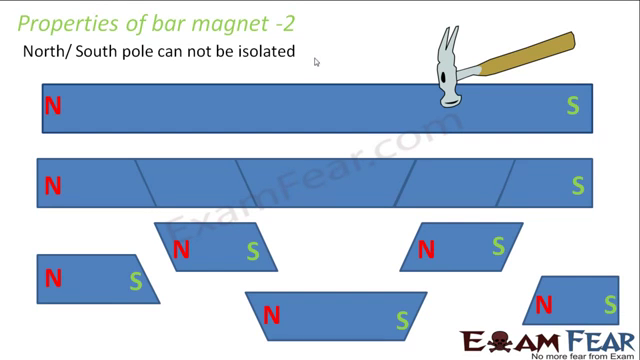That means if this magnet is cut into two parts, you will get two magnets. This will become north pole, this will become south pole. Again, this will become north pole and this will become south pole. So similarly, if you look at this scenario, here it is shown that the magnet is cut into 5 pieces. So if you cut it into 5 pieces, what happens? You get 5 different magnets, each with a north and a south pole. So you cannot isolate a north pole or a south pole.